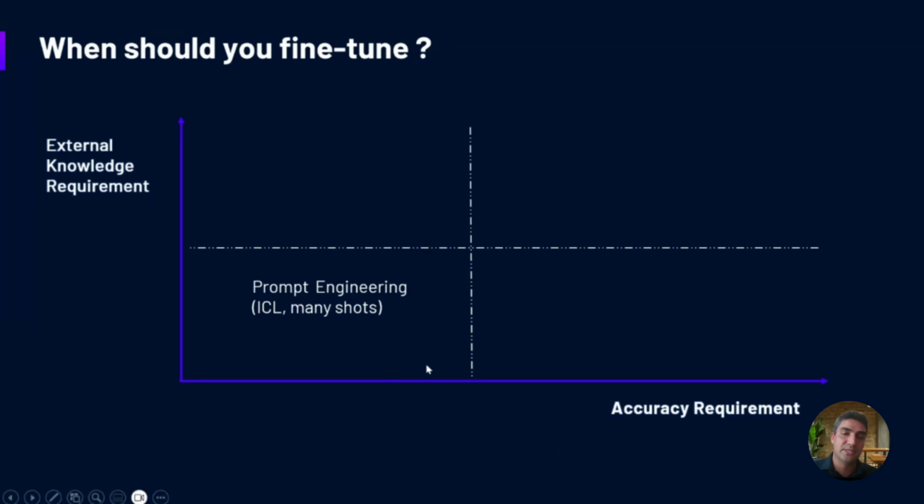So this is, for example, generating an email, a poem, or a food recipe. The accuracy requirement is really not that high. Prompt engineering is probably good enough. Now, on the other hand, if your task requires accurate answers based on external documents or external knowledge, for example a legal assistant, then you want to do retrieval augmented generation with some prompt engineering.